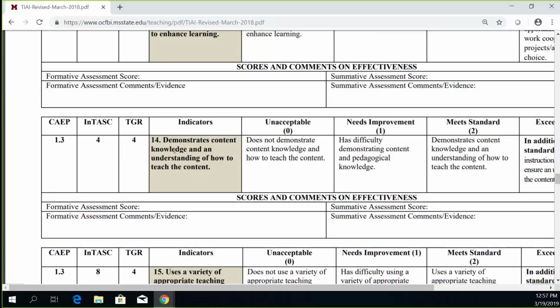And one thing, so this rarely happens, all right? Most of the times our student teachers get in. I've never had a student teacher fail this indicator. I'll just say all the time. You should know your content. You should know what you're teaching.